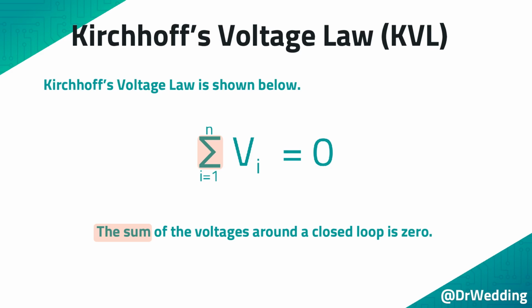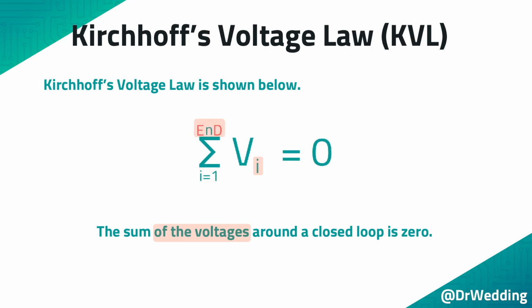The KVL equation starts out with the Greek letter sigma. In mathematics, sigma means to add up a list of numbers to get the sum. The list you are adding up is a list of voltages. To keep the voltages organized, we will give each one a subscript. The letter I is a variable that will start at 1.